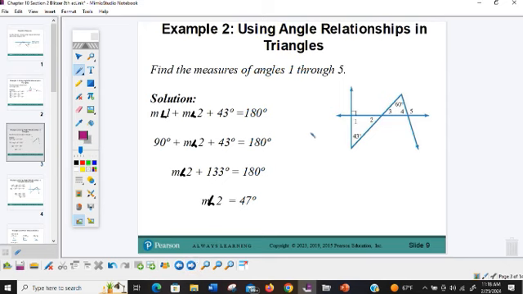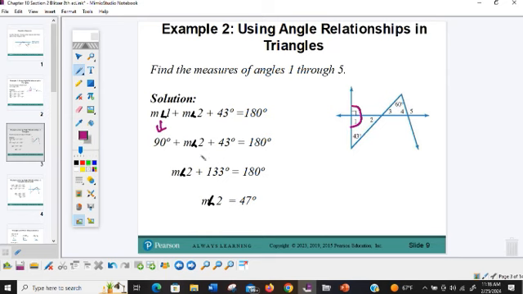Okay, let's use that relationship again, only on a bigger one. We are going to find everything that's missing, angles 1 through 5. They gave us a couple of hints here. We know this triangle adds to 180, and we know this triangle adds to 180. So let's start on the 1, 2, 43 one. Let's see if we can get any of these angles. Well, if this is 90, this is on a line, so this one has to be 90. So the measure of angle 1 has to be 90.